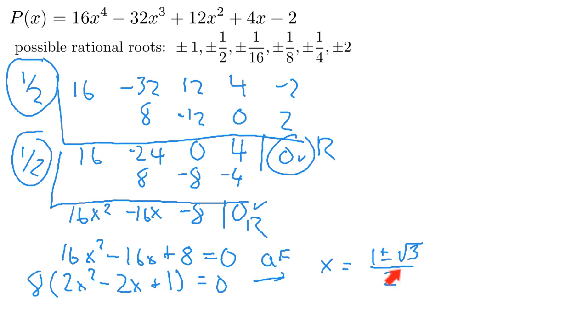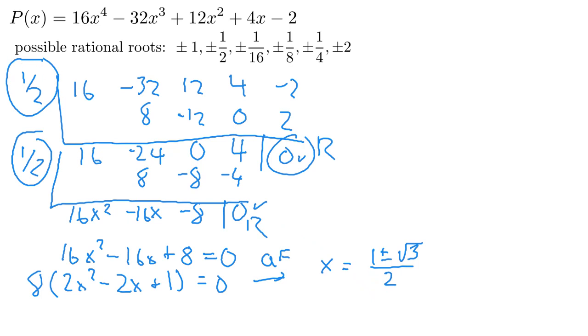Okay, so this actually represents 2 roots. If we make a count, do we have our 4 roots? Since we had a degree 4 polynomial, we should have 4 roots. Well, yes, we do. We have 1/2 and 1/2. Those count as 2 roots, even though they're the same value. Say they're multiplicity 2. And then we have 1 plus root 3 over 2, 1 minus root 3 over 2.